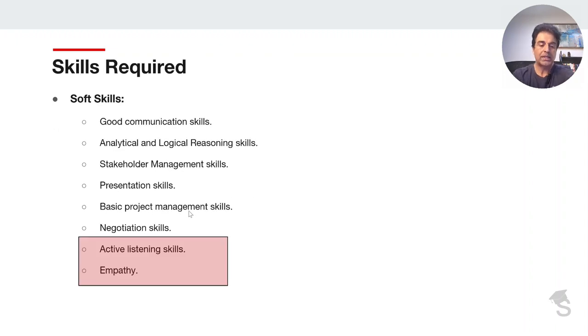Now, let's talk about the skills required to become a business process analyst. First we'll look at the soft skills. As far as soft skills are concerned, one should have good communication skills, decent analytical and logical reasoning skills, stakeholder management skills, presentation skills, basic project management skills, negotiation skills, and I've also listed two most important skills which are often ignored. One is active listening skills and the other is empathy.